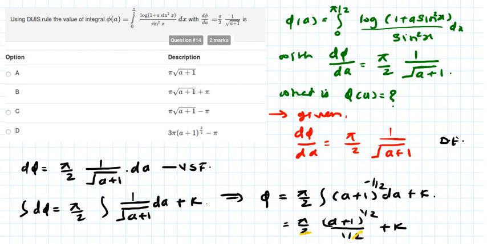Okay, so what remains? Pi into a plus 1 raised to half plus constant, and this is the value for phi of a. Now we need to eliminate this arbitrary constant k. For that you need to use the given equation.